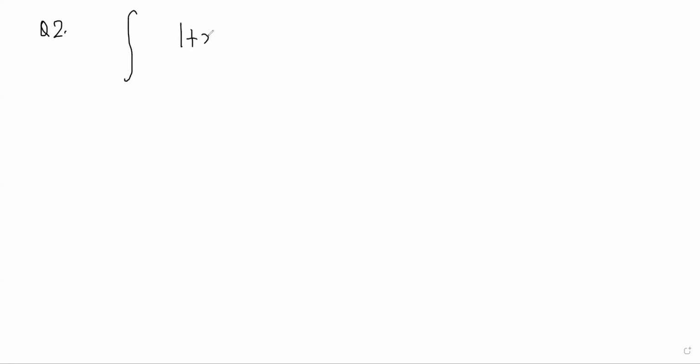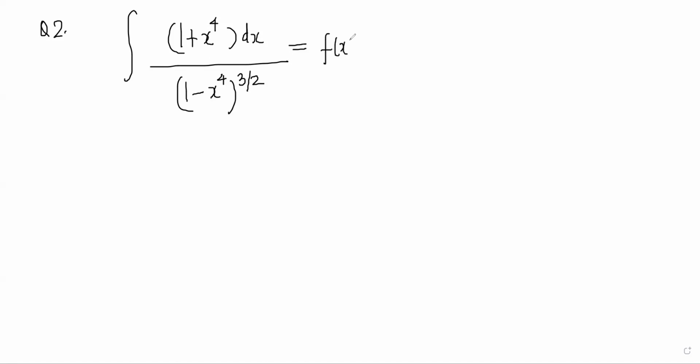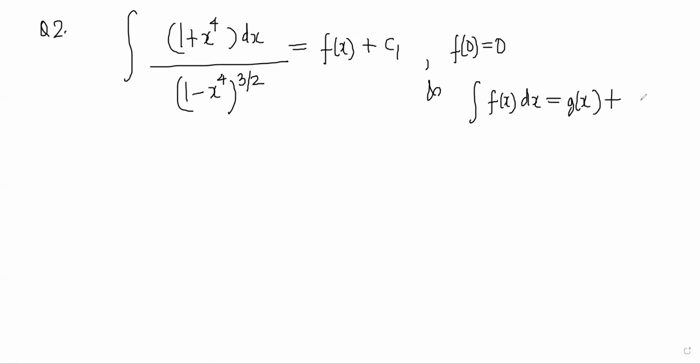Integral of (1 plus x power 4) dx by (1 minus x power 4) whole to the power 3 by 2 is equal to f of x plus c1, where f of 0 is 0, and integral of f of x dx is equal to g of x plus c2, with g of 0 is 0. This is the data that is given to us.